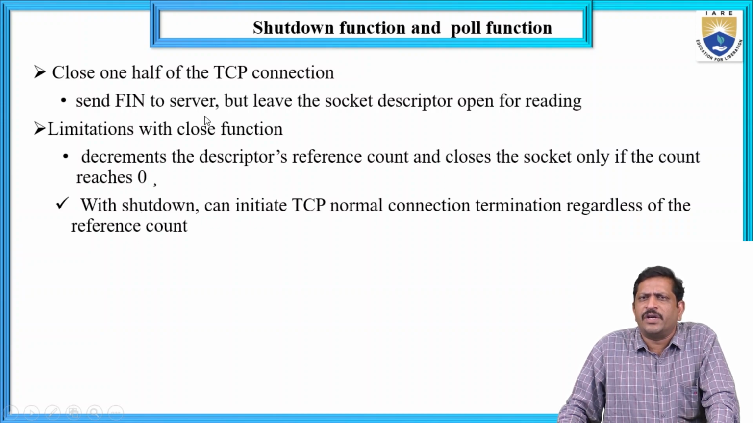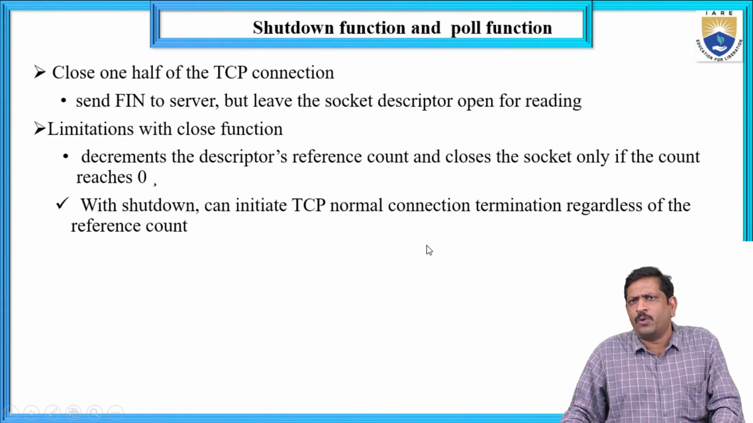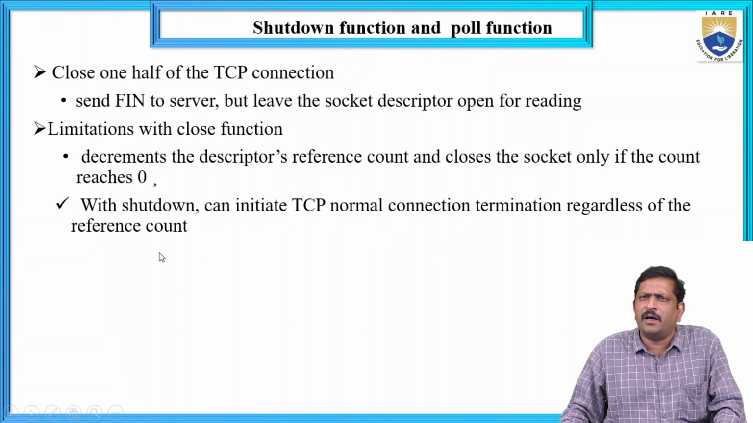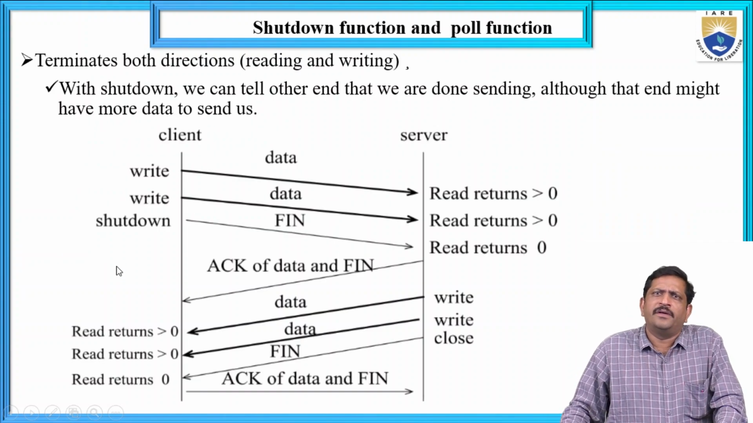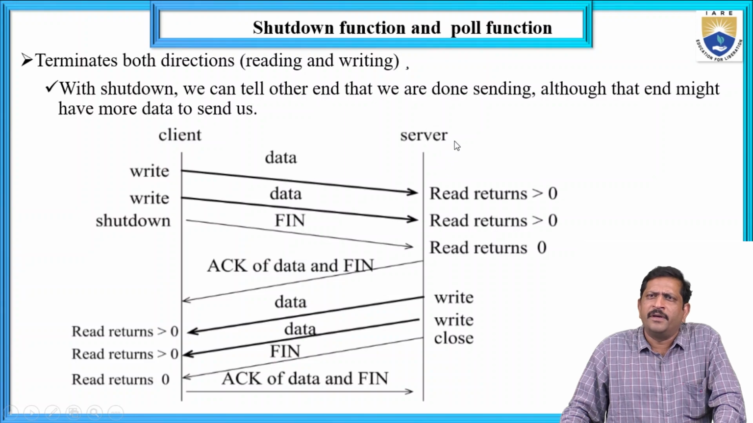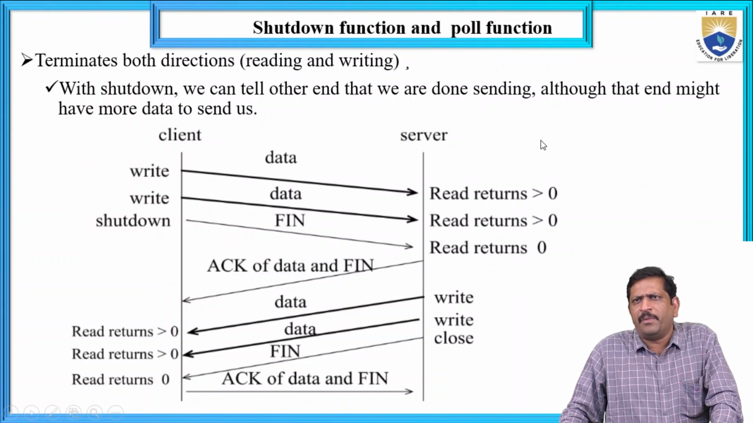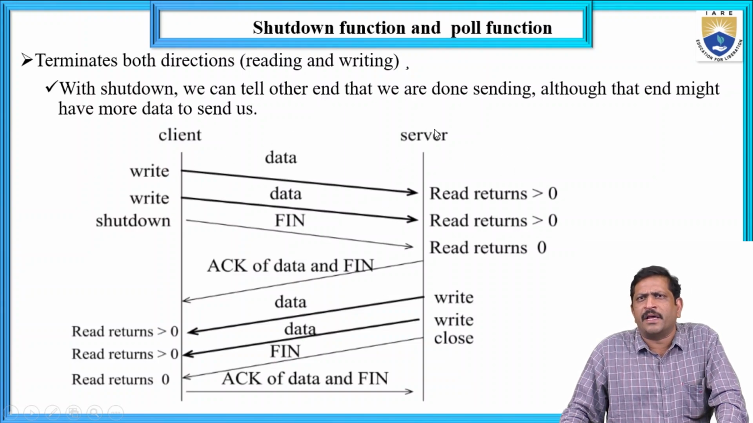With the shutdown function, we can initiate the normal TCP connection termination sequence regardless of the reference count. Here, reading or writing operations can be performed between the primary and secondary devices. The secondary device we can refer to as a client, and the primary device we can consider as a server.